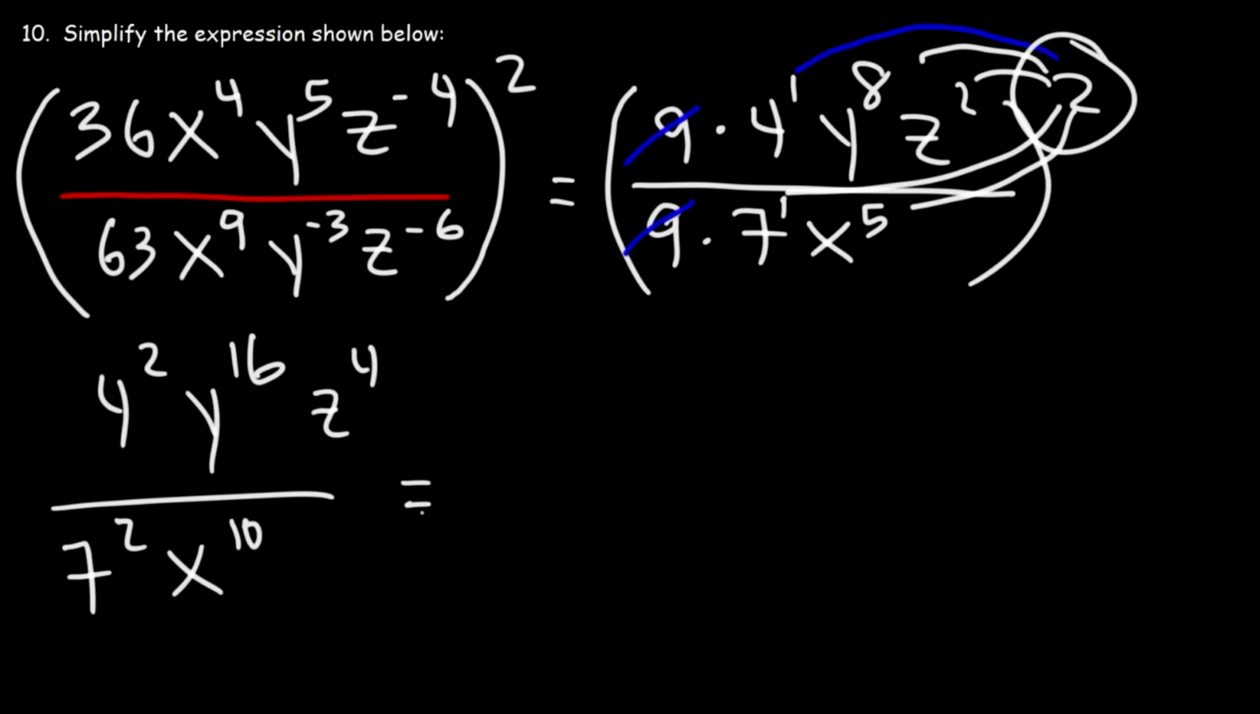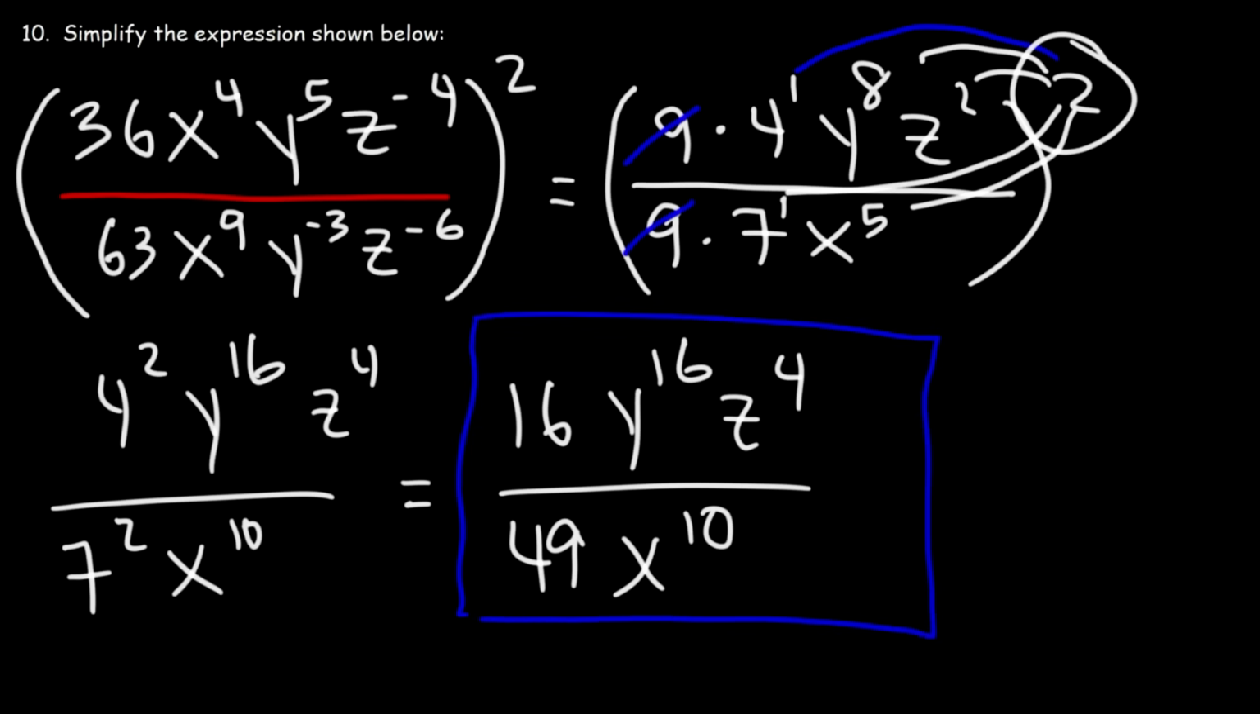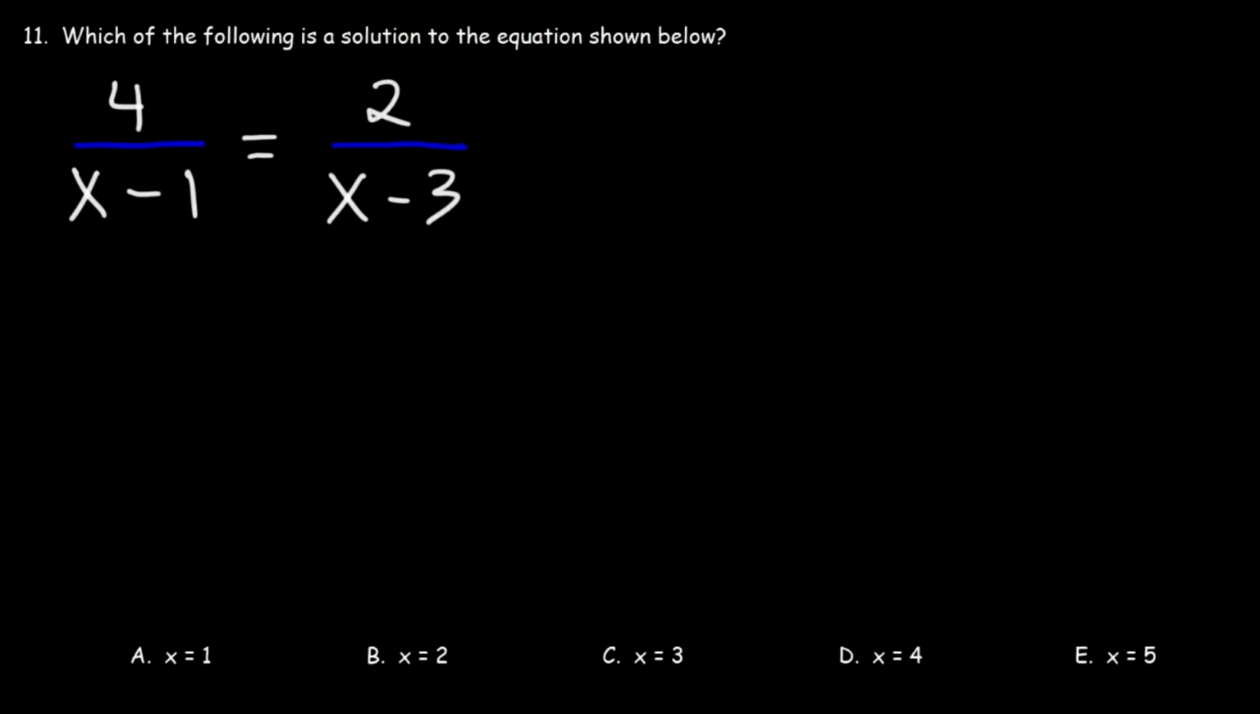Now 4 to the second power, that's 4 times 4, which is 16. 7 squared, which is 7 times 7, that's 49. So this is the final answer: 16 y raised to the 16 times z raised to the 4 divided by 49x to the 10th power.